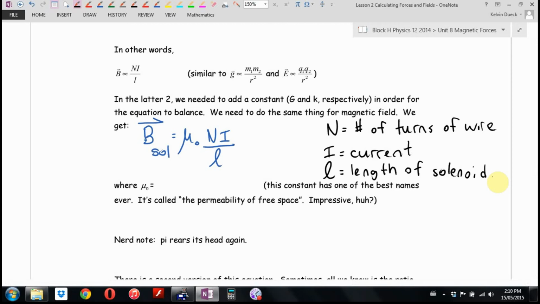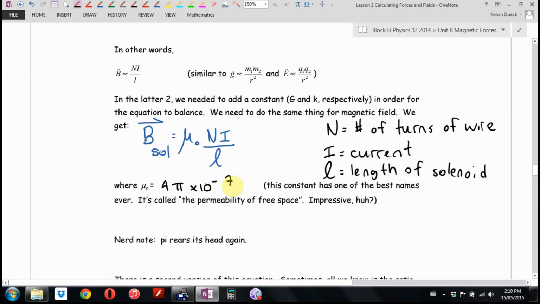What is mu naught? It's right where K is. It's right where big G is. It's going to be in that same section somewhere. 4 pi? Pi? Really? What does pi have to do with magnetic field? Pi shows up in some weird places. 4 pi times 10 to the negative 7. This constant has one of the best names ever. It's called the permeability of free space.